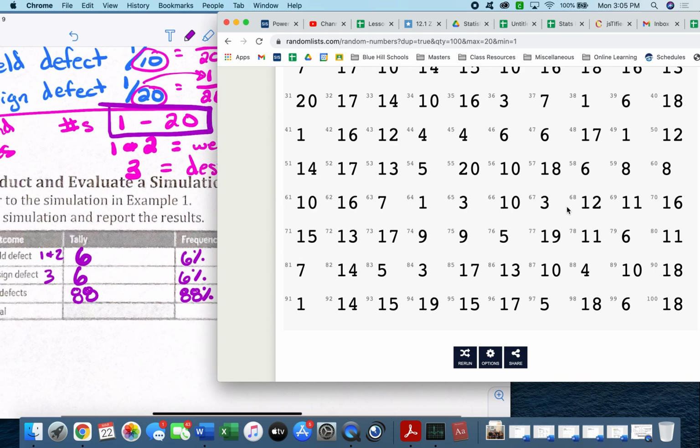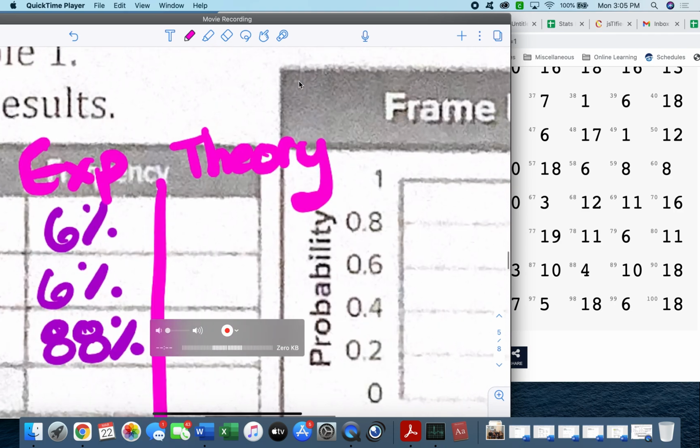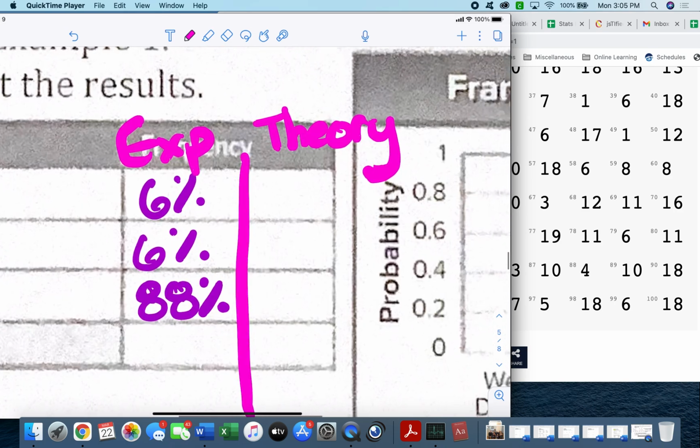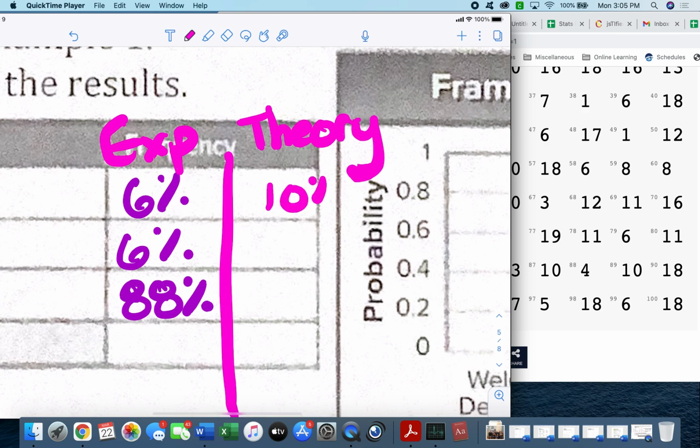Okay, in actuality, I'm going to split this down the middle. This was the experiment, and in theory, let's go over here so you can see. In theory, what percent had a weld defect in theory? 10%. What percent in theory had a design defect? 5%, because it was 1 out of 20, right? 5%, and what percent was good? Lots. 85%, right? Okay. So we had more weld defects than we thought, but we had less design defects, right?